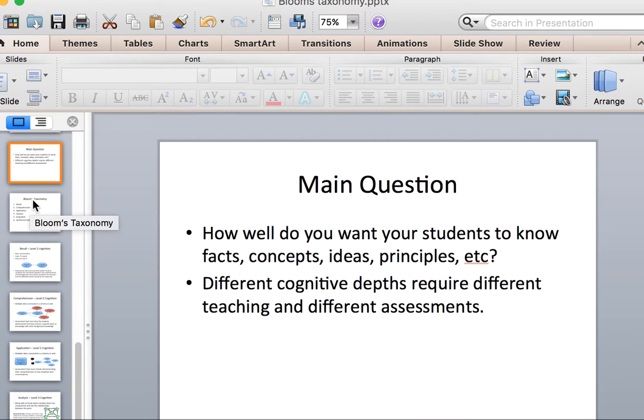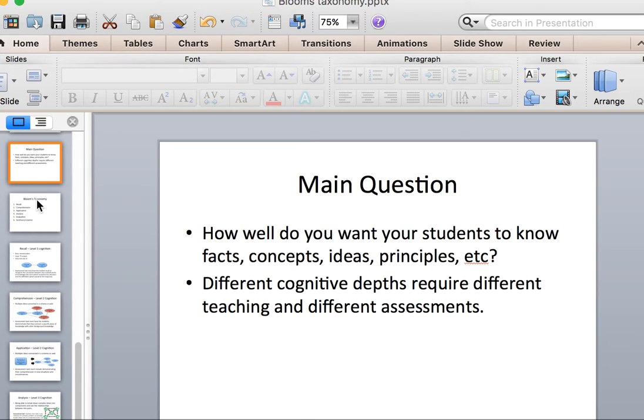So the main question is really, how well do you want your students to know things? And Bloom's taxonomy recognizes that, well, there are facts, there's basic recall, and then there's comprehension, and then there's the ability to apply that. And our cognitive capabilities really vary a great deal. And it's up to you, if you're working towards standards and so on, and you're covering any particular content, what do you want them to really know? Do they need to know the dates? Do they need to know the major players? Do they need to understand how things fit together or not?